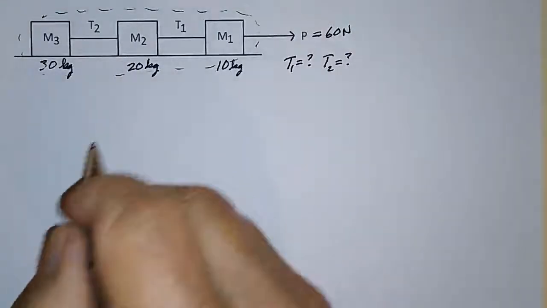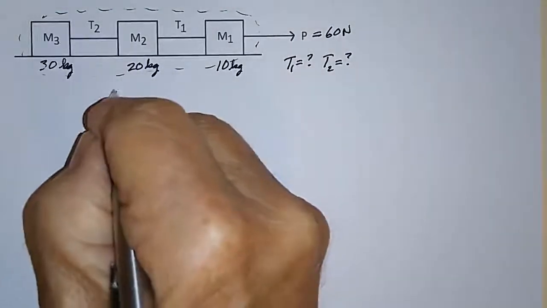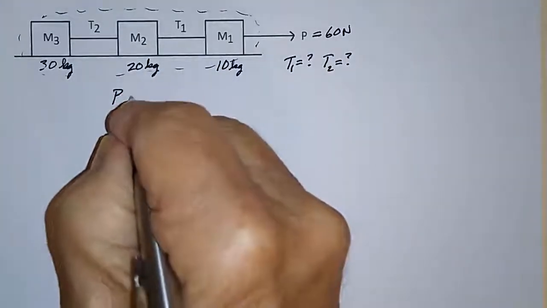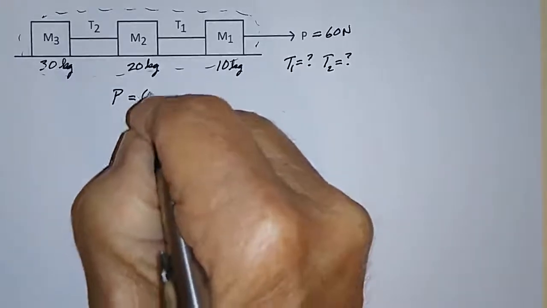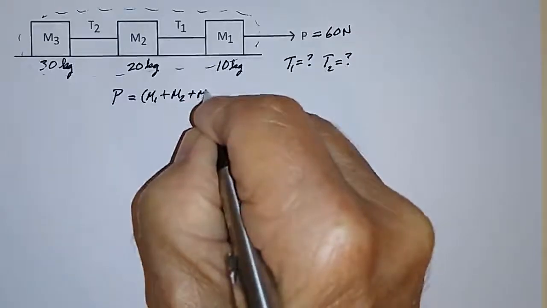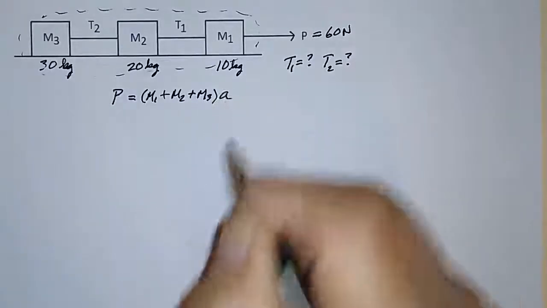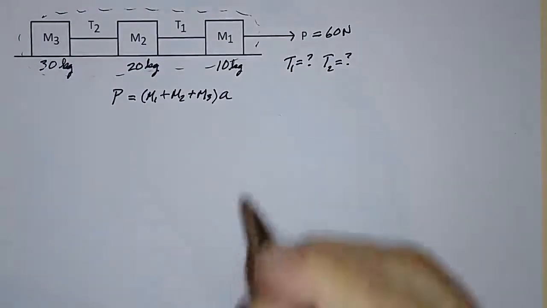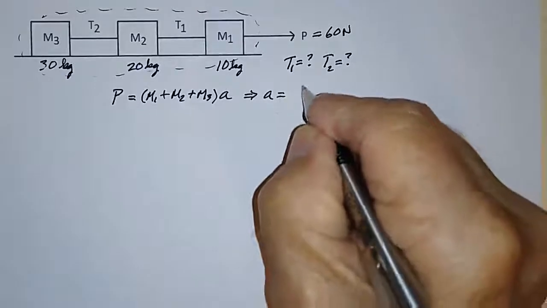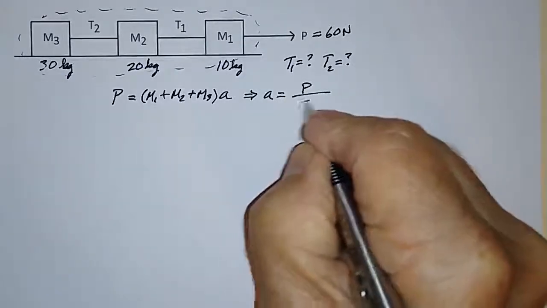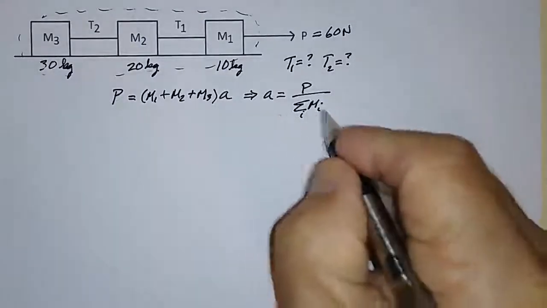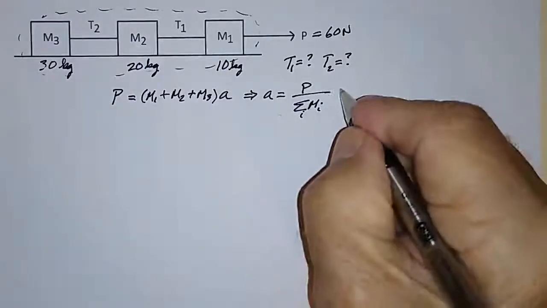So we can write that P, the net force acting on this, we're assuming no friction here, is equal to M1 plus M2 plus M3 times the acceleration. So that means then that the acceleration is equal to P divided by the sum of the masses. And I'm just using some notation here to indicate that I'm summing up the masses.